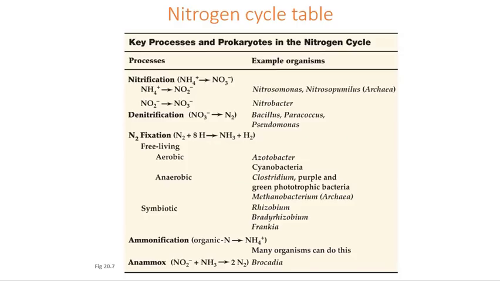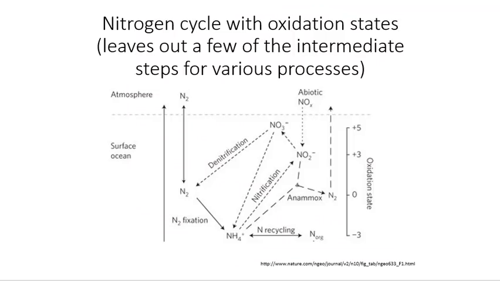Here's a table listing the major processes that make up the nitrogen cycle and some of the organisms that carry out these processes. For example, nitrification is actually a two-step process, and Nitrosomonas is capable of turning ammonium into nitrite, while Nitrobacter is capable of oxidizing nitrite into nitrate. So different organisms are responsible for carrying out different steps in the nitrogen cycle.